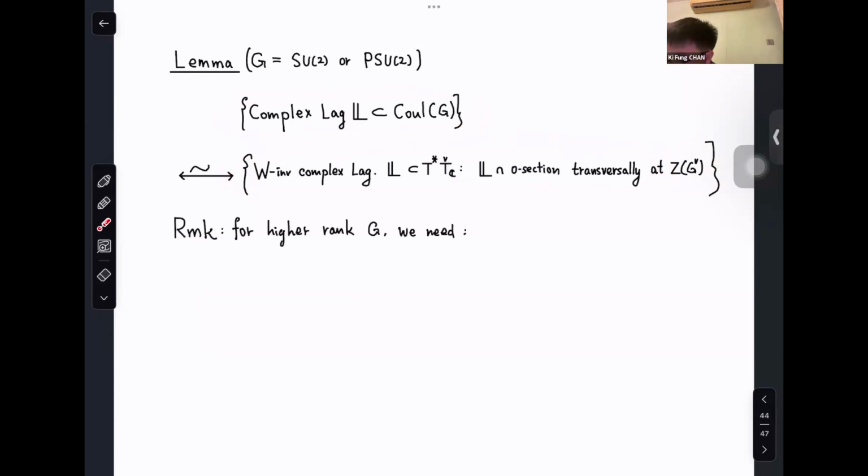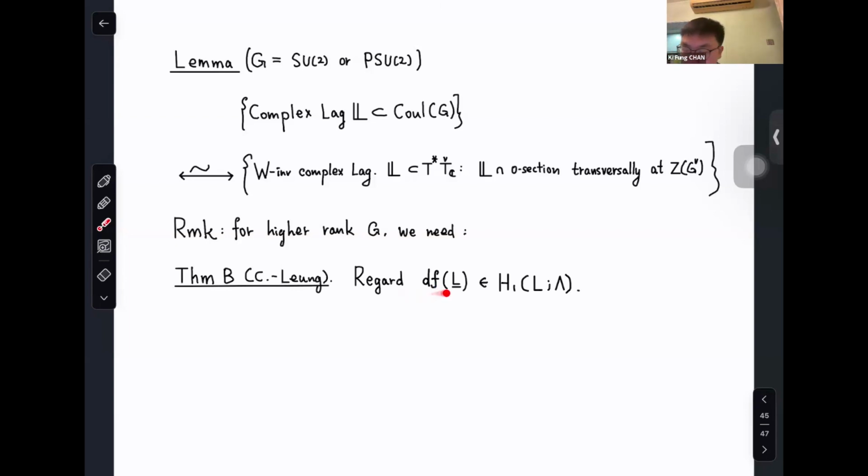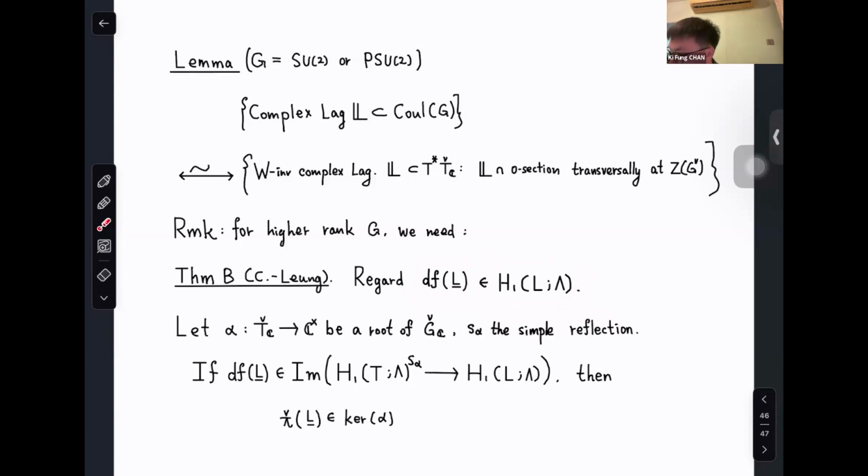All the examples I gave you are about rank 1 groups. For higher rank, Theorem A is not enough, so we need to prove something stronger, and this is Theorem B. We call F the superpotential and DF the differential of the superpotential. I regard it as an element in the first homology of L, maybe with some non-trivial coefficients. And this is Theorem B.